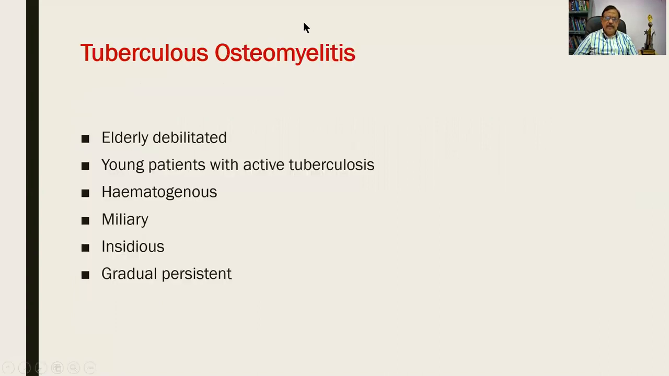Tuberculous osteomyelitis: elderly, sometimes in young patients also with active tuberculosis. Directly it can affect the bone or it can be part of a miliary tuberculosis. Sometimes it is insidious and gradual, but it will be persistent.